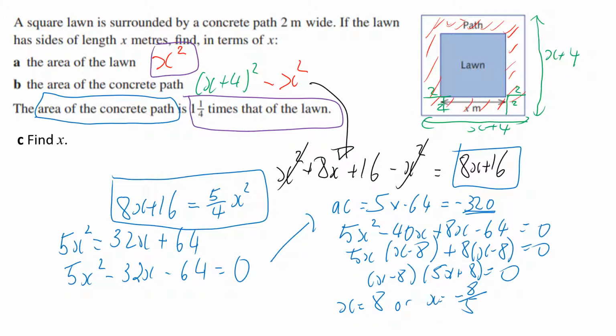Now we can reject it, because x must be clearly a positive value, being a measurement, and then we arrive at our particular value of x that satisfies the given criteria. Now find x is the question. Obviously x is in meters, so all good.